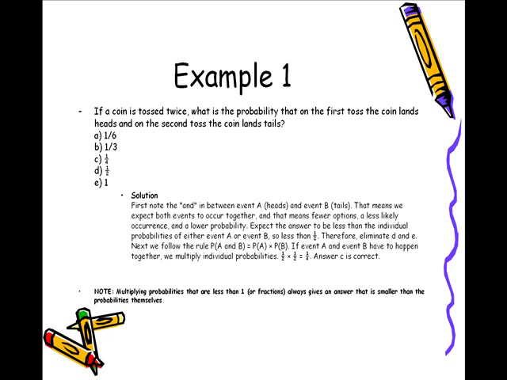So what would I do in this case? On my first toss I have two outcomes. I can either have a head or a tail.